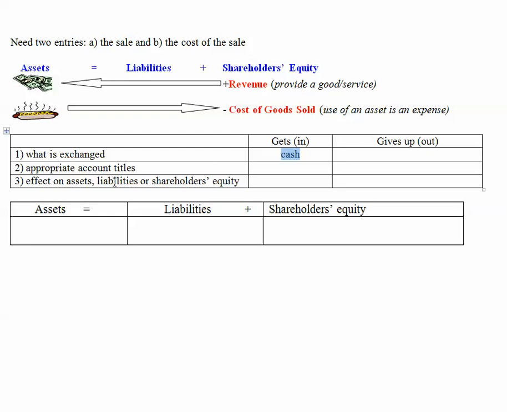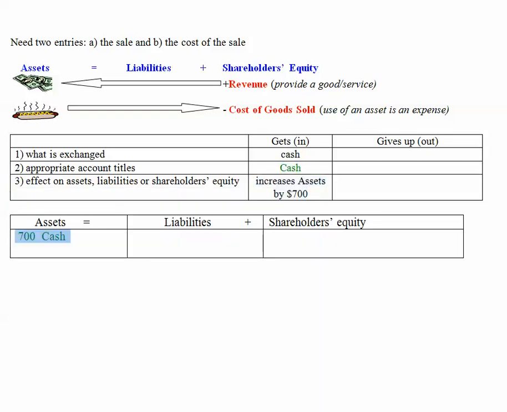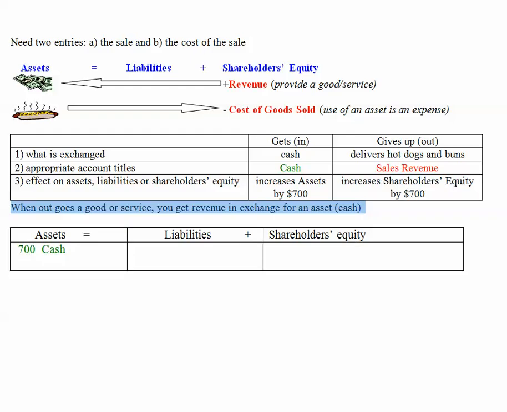So let's go through. What you're getting is the cash, so that is the same. You increase your cash account, which increases your assets by 700. But now what we have to remember is that when you provide a service or deliver a good, which in this case we're delivering hot dogs and buns, we have revenues. And that's the purpose of being in business. We're trying to generate lots of revenues. When you do that, you increase shareholders' wealth by 700.